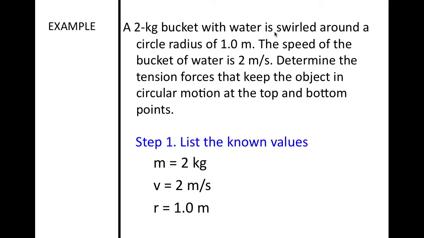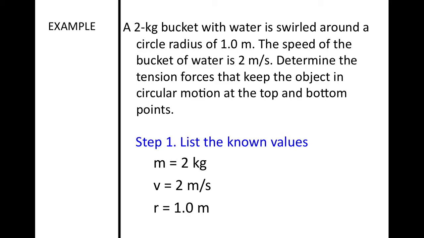Here is an example. A 2-kilogram bucket with water is swirled around a circle of radius 1 meter. The speed of the bucket of water is 2 meters per second. Determine the tension forces that keep the object in circular motion at the top and bottom points. Go ahead and try to solve this and then start the video back up.